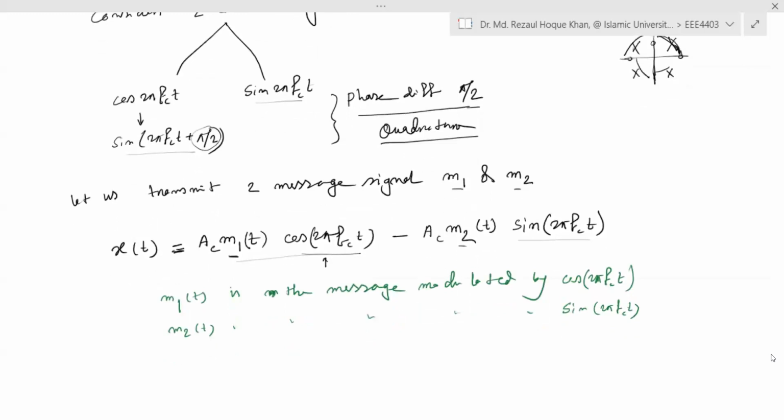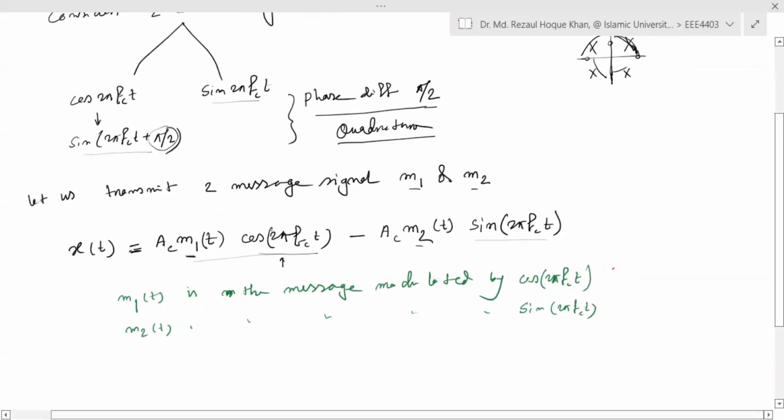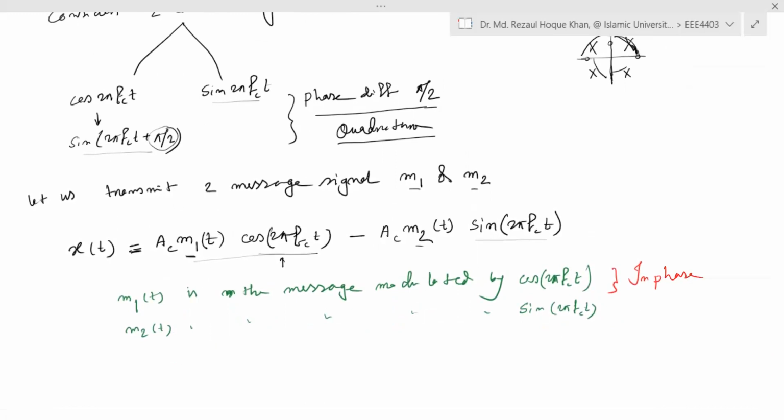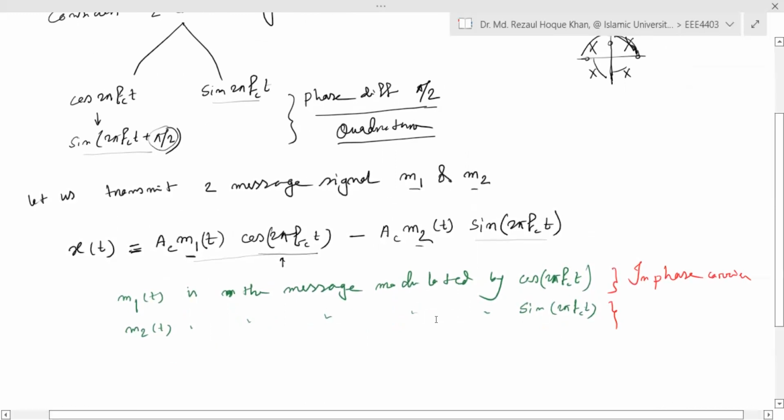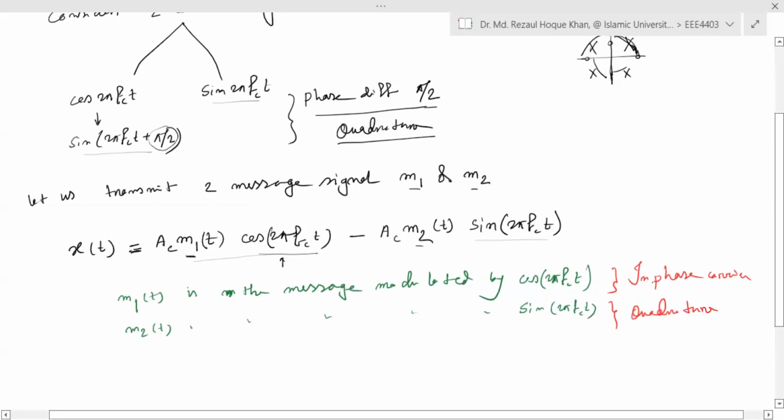This one is actually the in phase carrier. Okay, in phase carrier, and this is actually the quadrature carrier, which is 90 degrees apart. So this is the quadrature carrier.